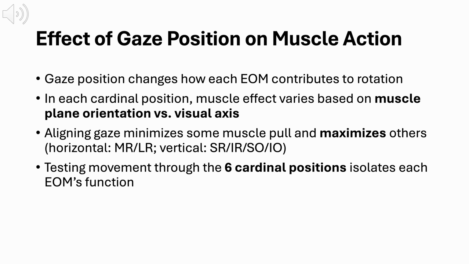In horizontal gaze, this isolates the medial and lateral rectus muscles. In vertical gaze, alignment allows the superior and inferior rectus and oblique muscles to express their vertical actions more clearly. This is why testing eye movements through the 6 cardinal positions is so powerful clinically. It functionally isolates each extraocular muscle and reveals weakness, restriction, or imbalance that may not be apparent in primary position alone.